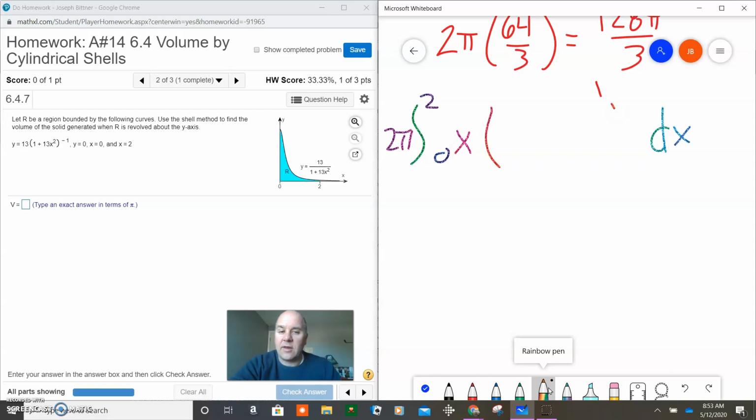x is the radius, and then I got to represent the height of the function. The height of the function is going to be 13, 1 plus 13x squared. You can see they had a -1. The -1 just flips it and puts it on the bottom in the denominator.